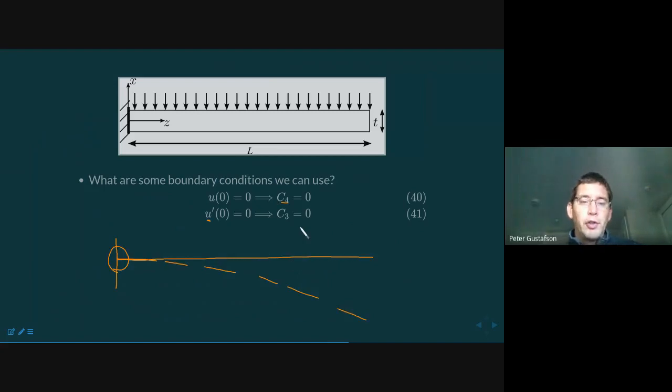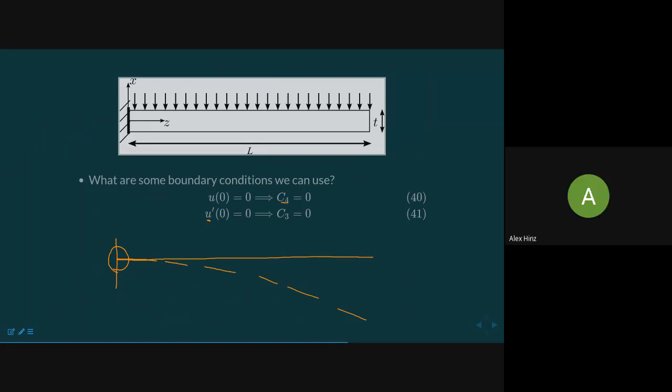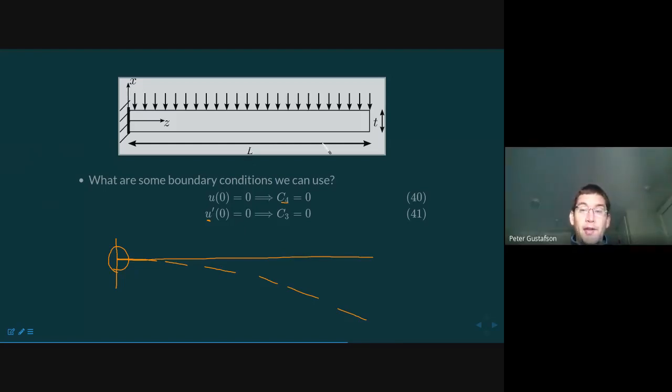Now we can actually choose, before I do that, anybody else want to throw out some additional potential boundary conditions that we could evaluate? Would the shear at L be 0? Okay, so that's a great question, and the answer is yes. However, we have to be a little bit careful.